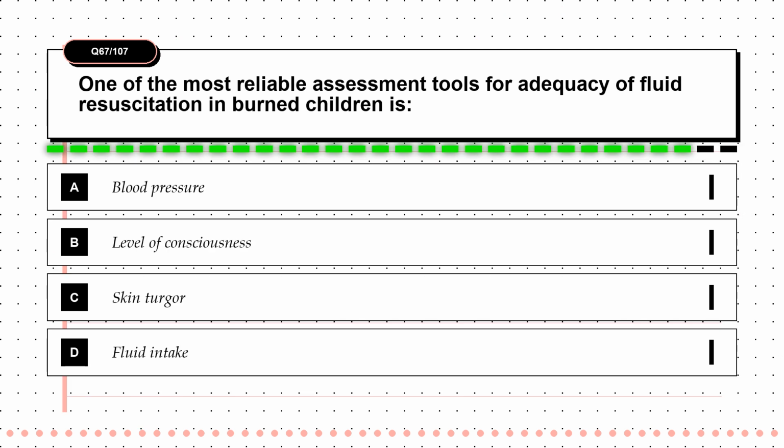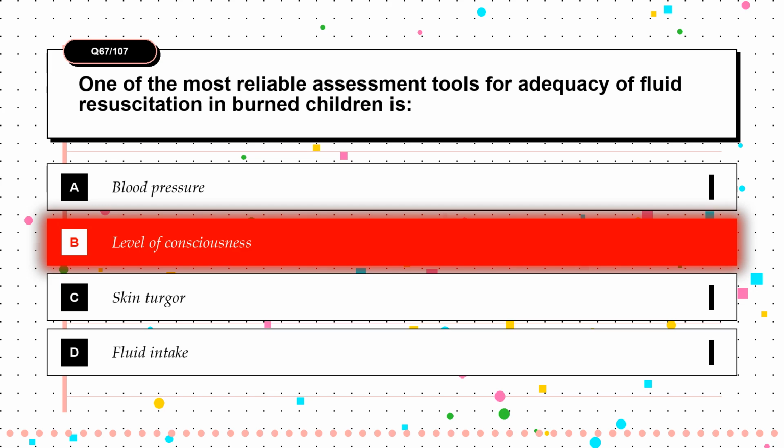Question 67. One of the most reliable assessment tools for adequacy of fluid resuscitation in burned children is... Here are the options. Option A. Blood pressure. Option B. Level of consciousness. Option C. Skin turgor. Option D. Fluid intake.